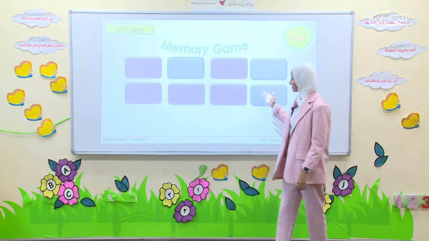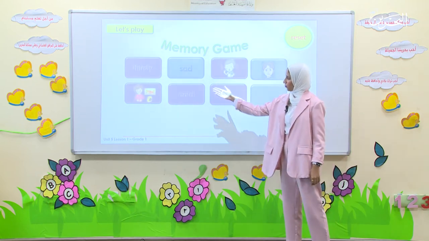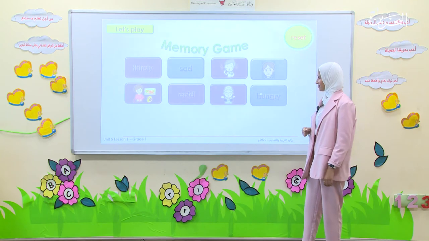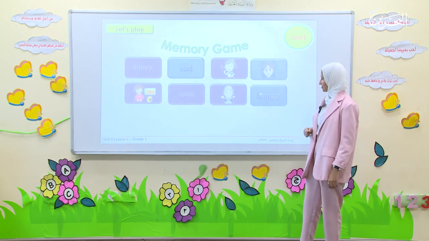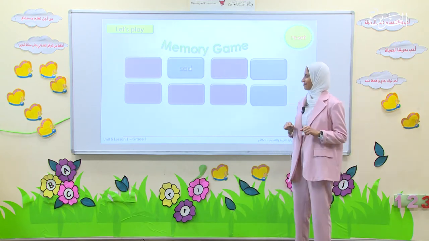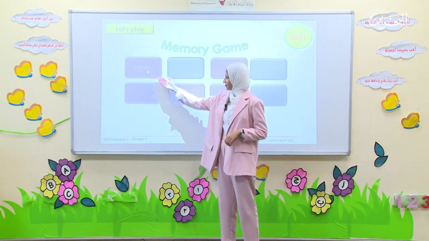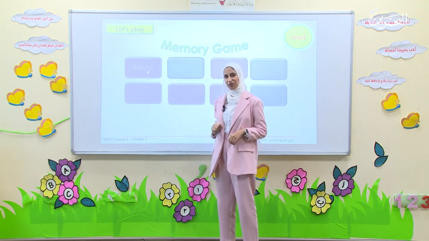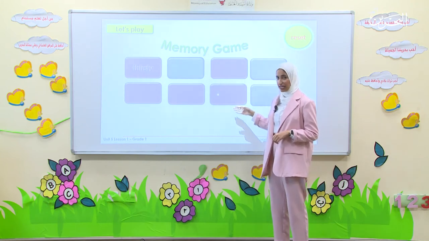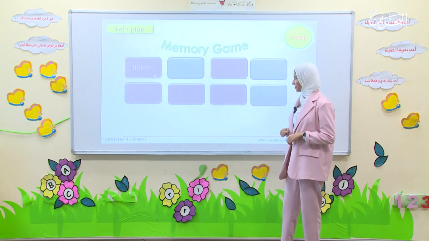Let's open the boxes and see what's under them. We have some pictures and some words. Try to memorize them. Hurry up. And now they will disappear. Now let's start. Let's open the first box. We have the word thirsty. Do you remember where the picture is? This one? Okay, let's check. Oops, it's cold. Let's try again.